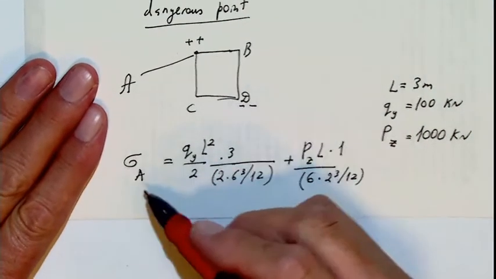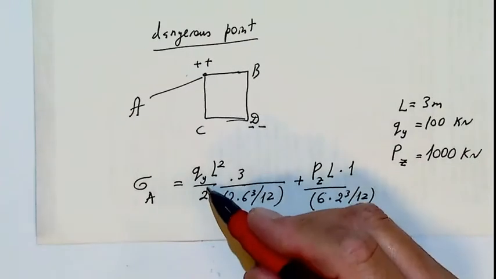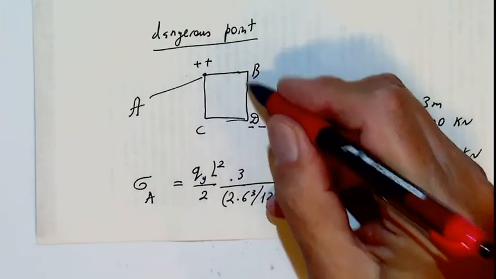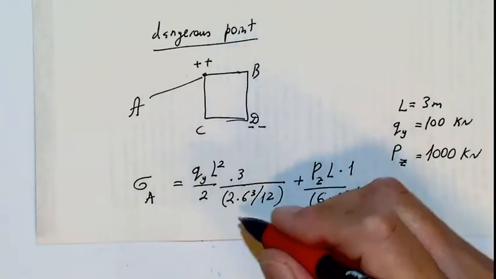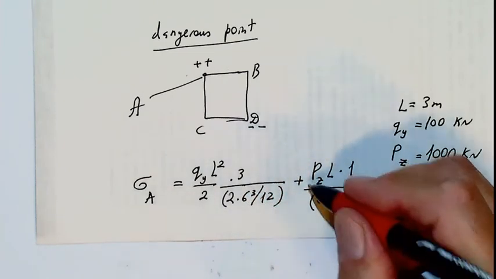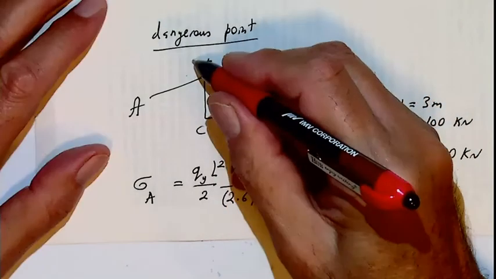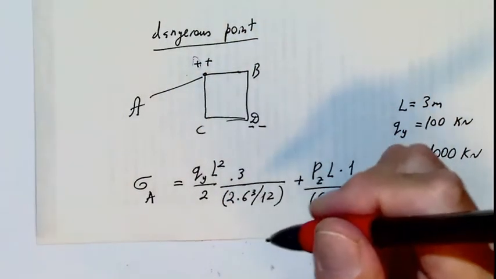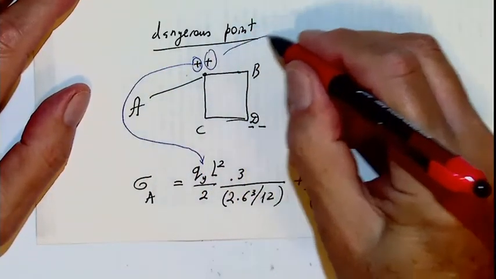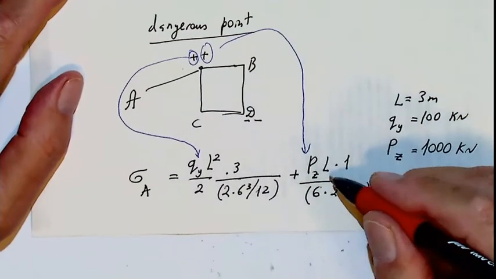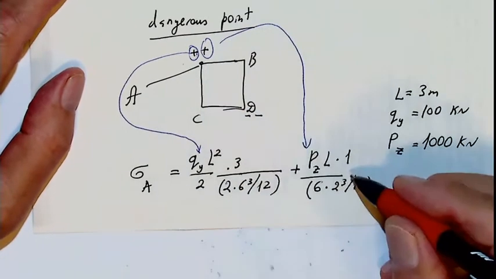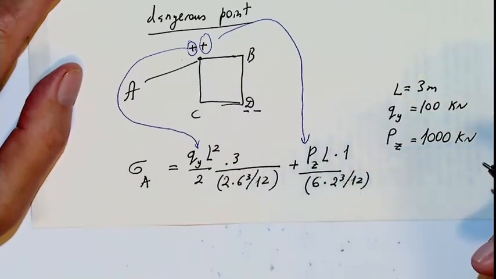So sigma in point A will be that QY L squared over 2. Now distance from here to there is 3. Then moment of inertia, 2, 6 cubed over 12. Plus, okay, that is this plus. This plus comes from here. This plus comes from there. PZ L times 1, because this whole thing is 2, so it's 1. 6 times 2 cubed over 12.